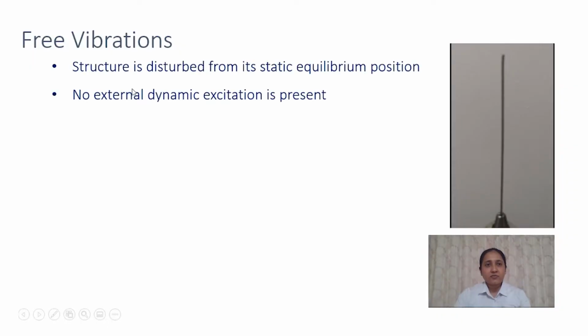So free vibration is when the structure is disturbed from its static equilibrium position and no external dynamic excitation is present. Here there was no external force present during the vibration. The structure vibrated on its own after I gave an initial disturbance. So in free vibration, the structure is free to vibrate on its own. That means no external force is there to maintain that vibration. These types of vibrations are called free vibration.